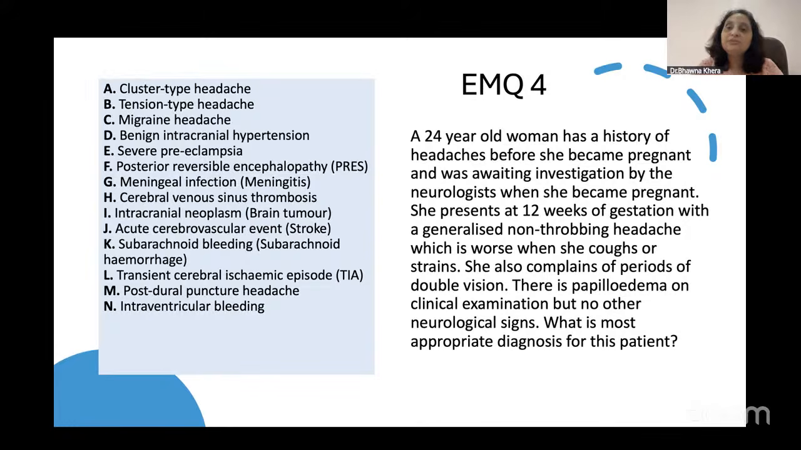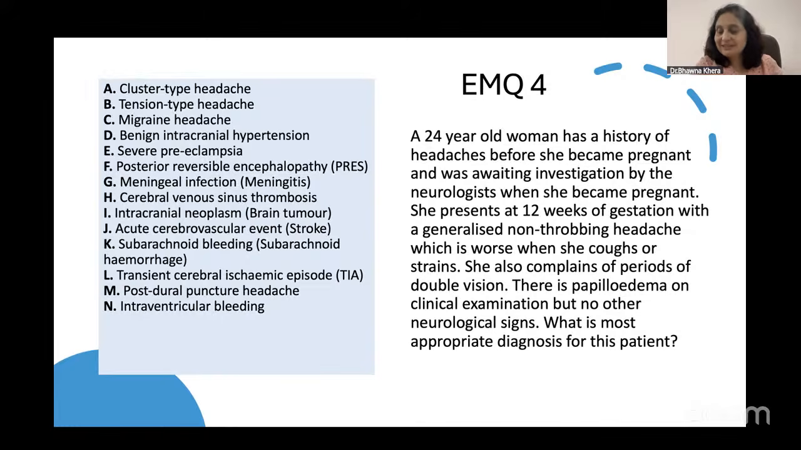A 24-year-old woman has a history of headaches before she became pregnant and was awaiting investigation by the neurologist when she became pregnant. She presents at 12 weeks of gestation with a generalized non-throbbing headache, which is worse when she coughs or strains. She also complains of periods of double vision. There is papilledema on clinical examination, but no other neurological signs. What is the most appropriate diagnosis for this patient?